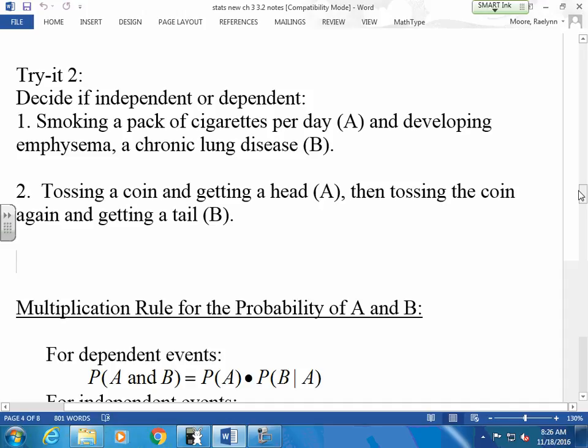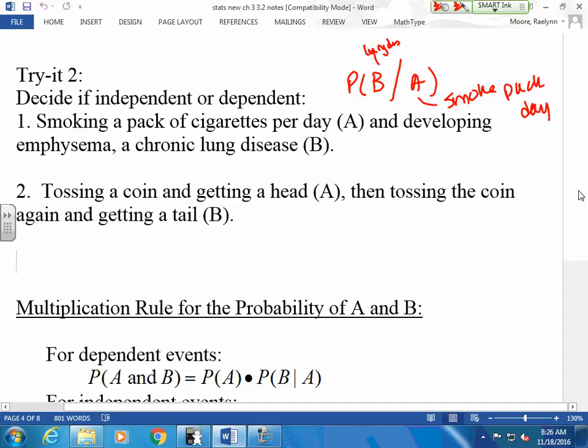So smoking a pack of cigarettes per day, that's A. And developing emphysema, a chronic lung disease, that's B. So I want to know the probability of B given A. Given that you smoke a pack a day, will you develop lung disease? Is that dependent or independent? Dependent. This is kind of like your subjective probability. Can I really put a number on this? Does it always have to happen? Never have to happen? This is kind of a subjective thing, more like a common sense thing.